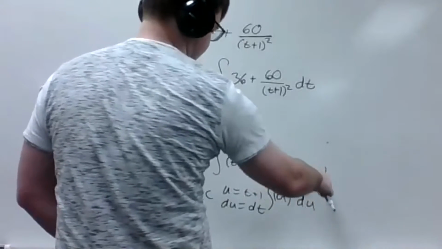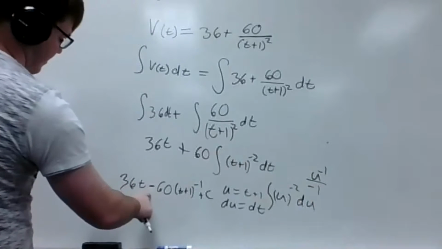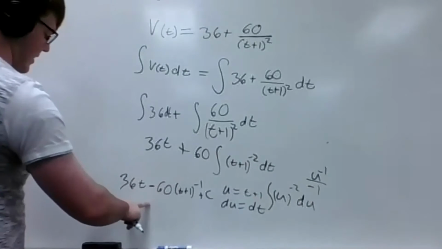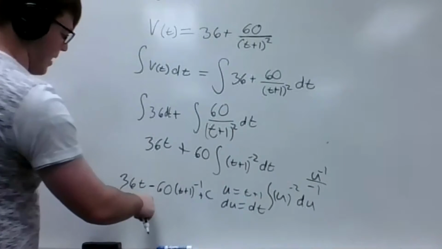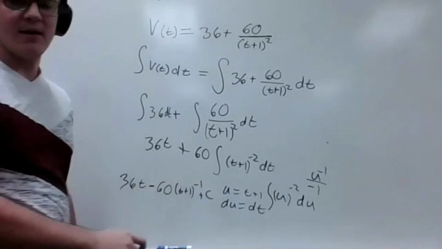So we end up with u to the negative 1 over negative 1. So it turns it negative, which is what happens over here. So when we put the pieces back together, we have 36t minus our 60 that we pulled out times our u to the negative 1 power plus c. Okay, cool. That makes sense.